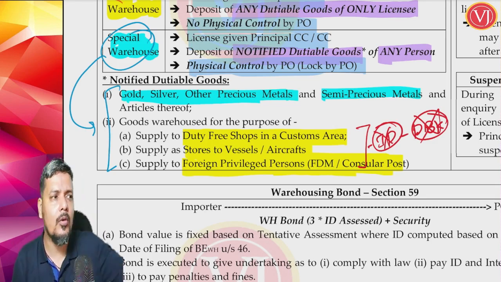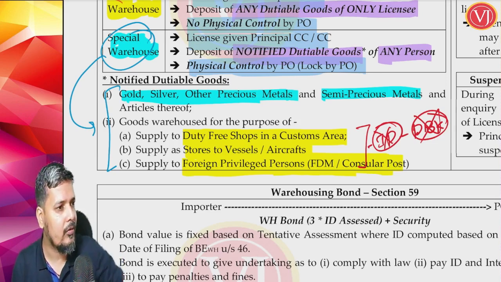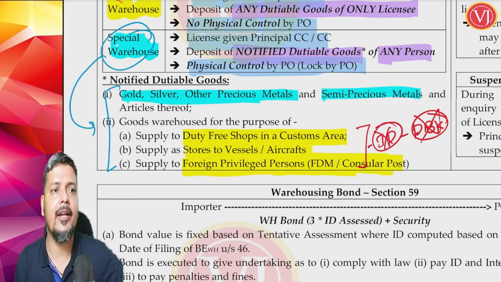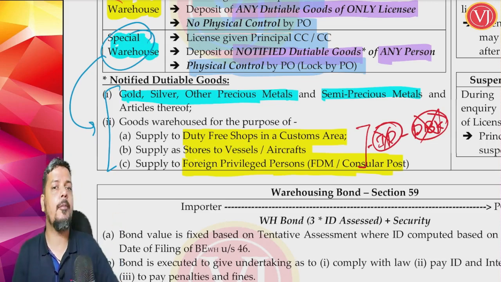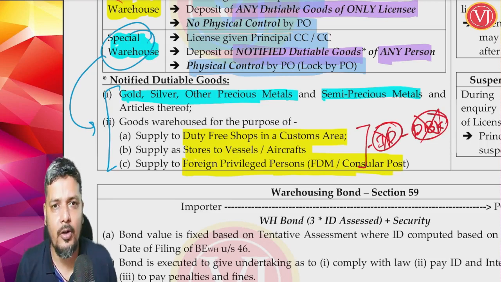So what is better to do? Import the stores. Don't clear it. Take it to a special warehouse. Import duty is not yet paid. Give it to the foreign going vessel or aircraft. You never paid import duty, so there is no question of duty drawback.